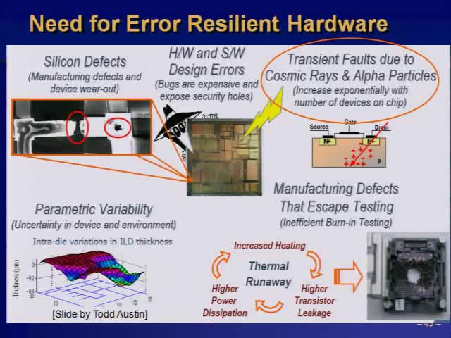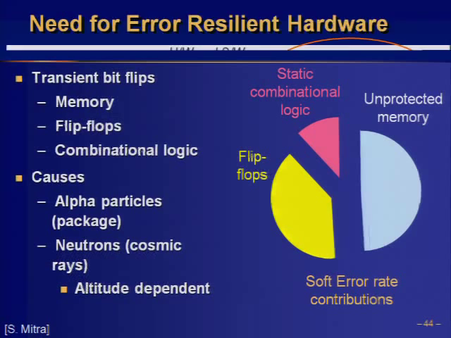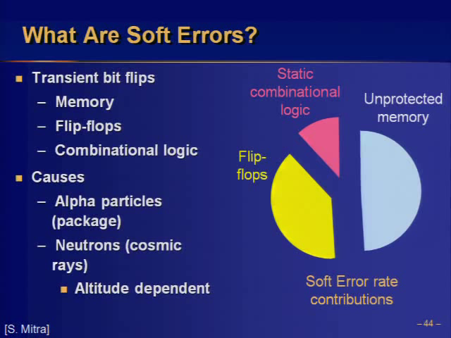So I talked a little bit about the need for error-resilient hardware and to deal with a range of faults. I'm going to focus now on just transient faults, single bit flips. These are also called soft errors. Soft errors are transient bit flips that can happen in various parts of your digital circuit. So it could happen in memory or in flip-flops or even in combinational logic at the outputs or in gates.